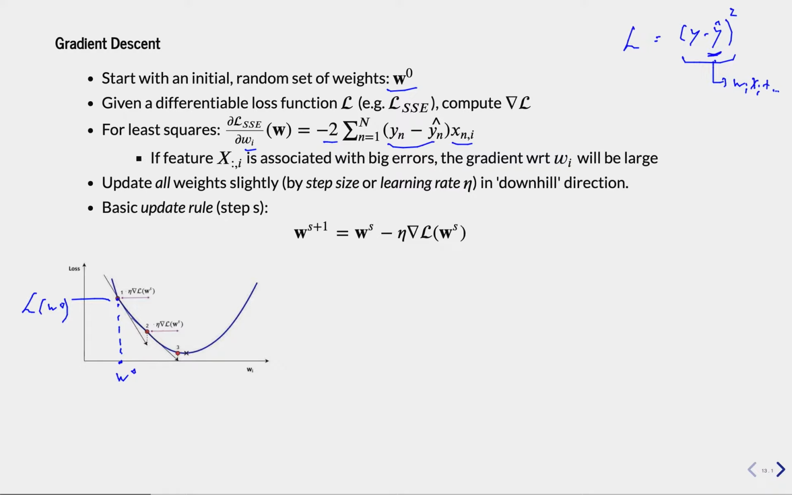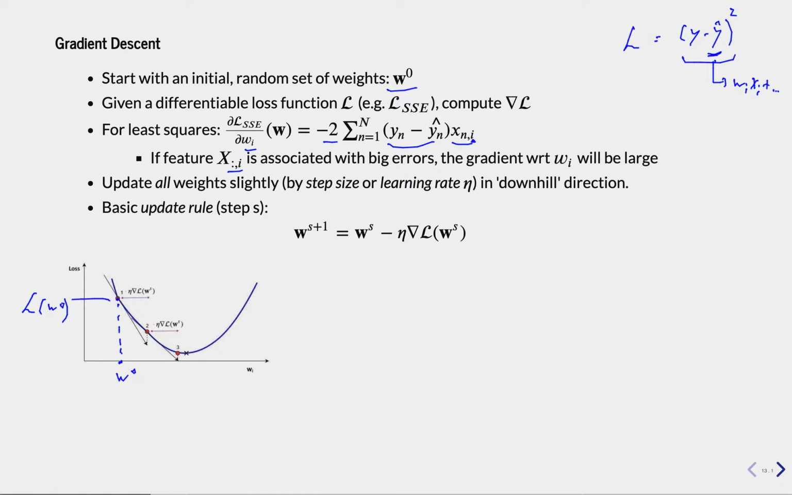So intuitively, this means that if a feature column i is associated with big errors, then the gradient will be large. Right. So this means that whenever we have an error, if the feature has a large value at that point, then we may want to reduce the weight of the feature and vice versa.